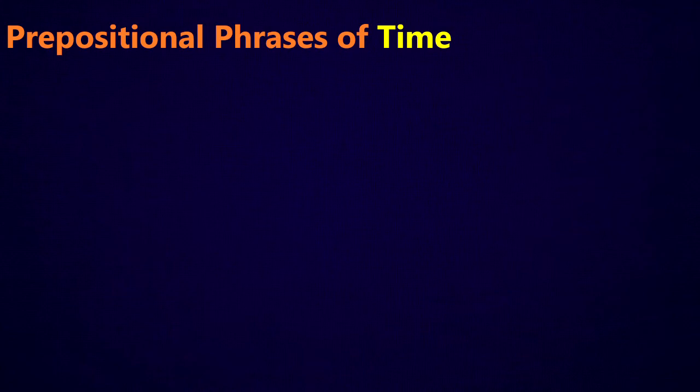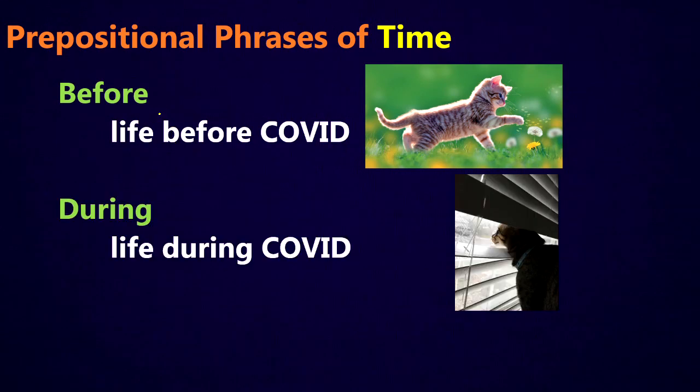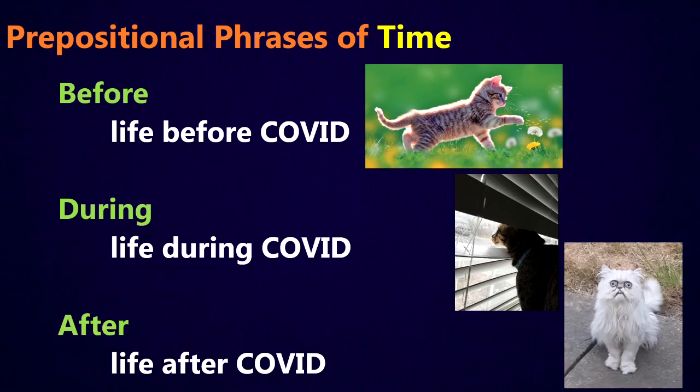Some other prepositions of time include before, like life before COVID. So before COVID is a prepositional phrase, and it's describing life. During, so during COVID, prepositional phrase describing, again, life. So we can say life during COVID, and life after COVID. So we can see the prepositional phrase after COVID describing life. So all of these are talking about times, and they're describing when in life we're talking about.